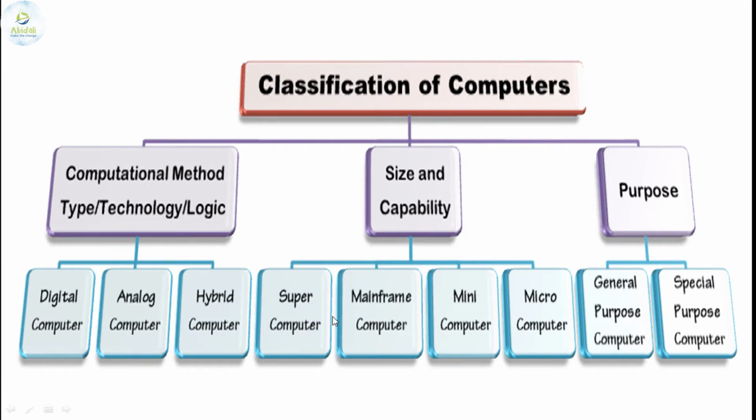Based on capacity and size, we have supercomputers, mainframe computers, minicomputers, microcomputers and macro computers also. Based on purpose, we have general purpose or special purpose computers. So this is what we already classified in the last class.